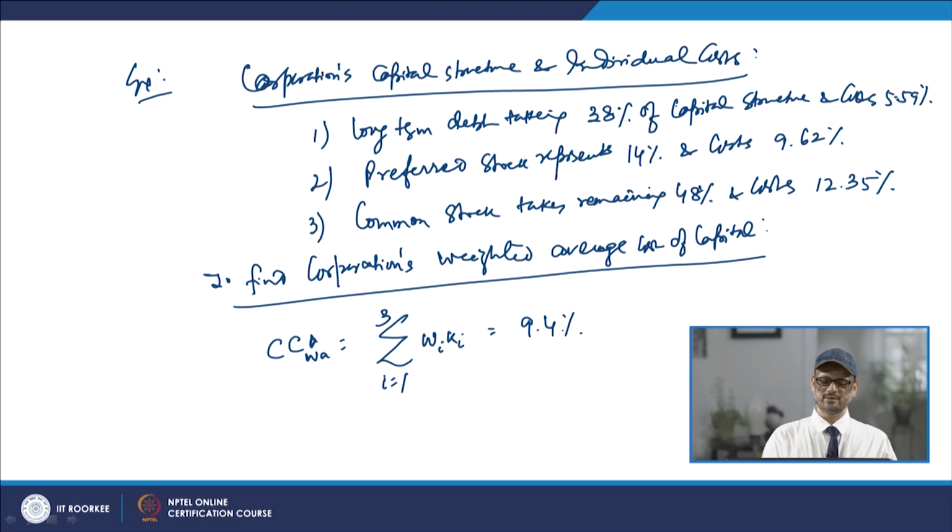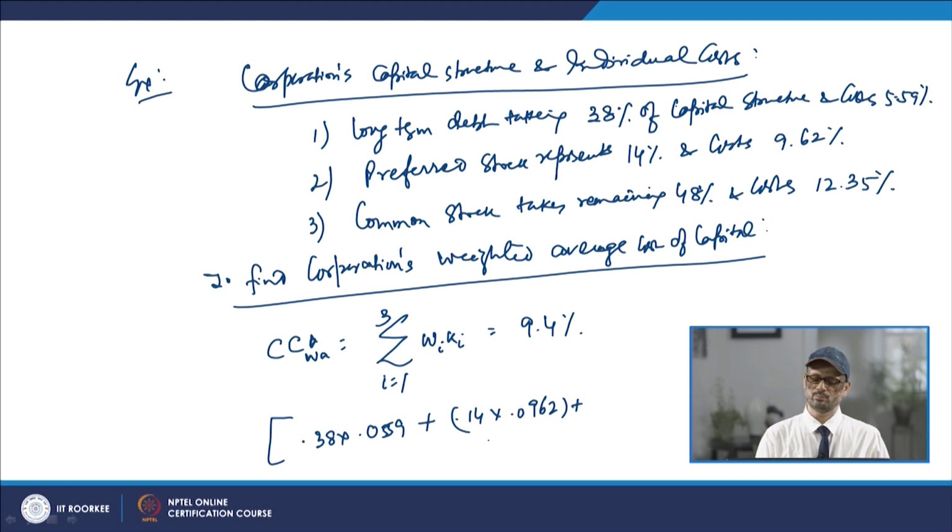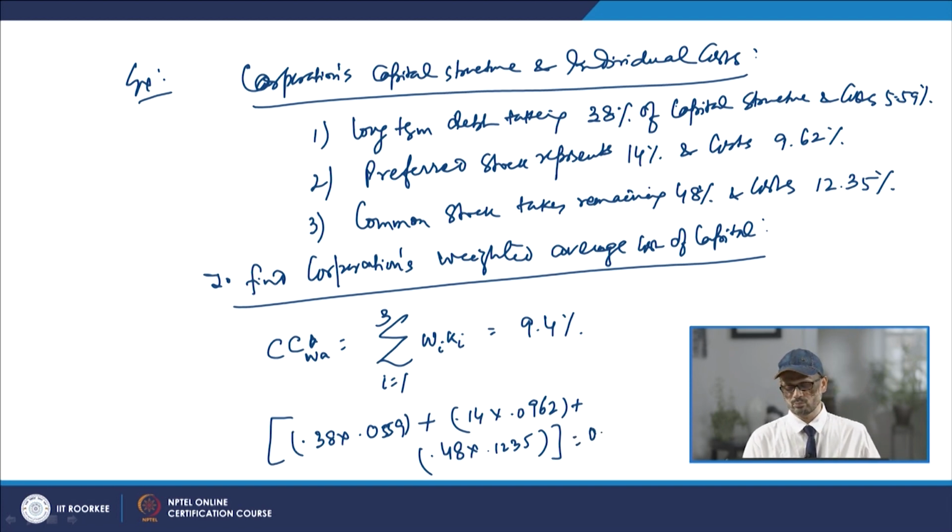Now, the value of 9.4% will basically come as 0.38 times 0.0559, plus 0.14 times 0.0962, and then plus 0.48 times 0.1235. If you take the sum, it comes out to be 0.094. So, that is 9.4%.